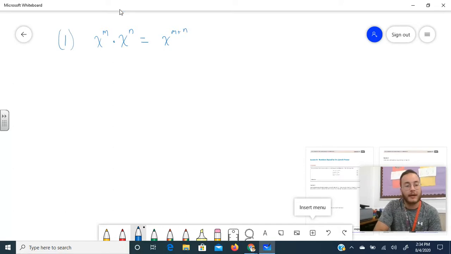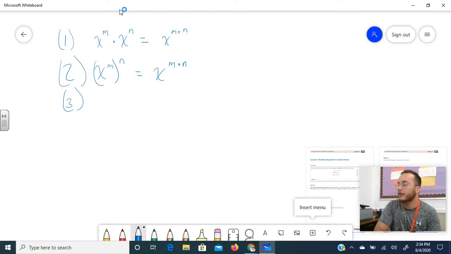Then we've learned that whenever you have x to the m power raised to the n power, we have x to the m times n. Rule number 3, we've learned that whenever you have x times y to a certain power, it's the same thing as saying x to the n power times y to the n power.